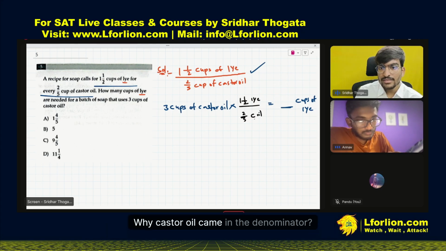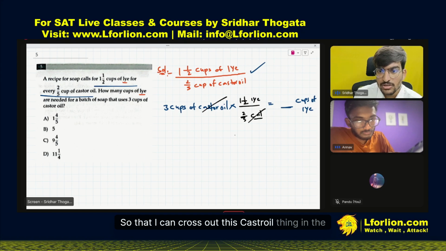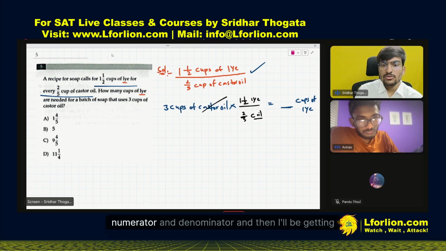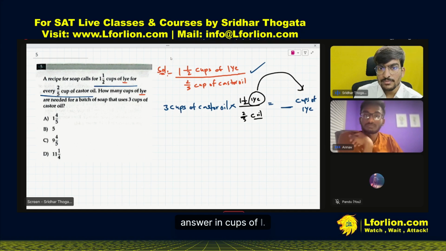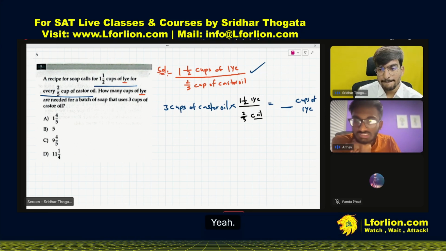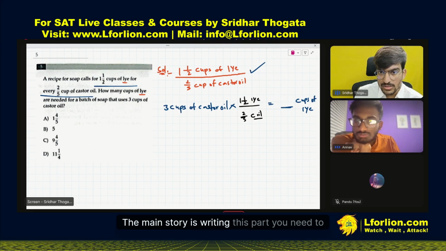Okay, why did castor oil come in the denominator? So that I can cross out the castor oil in the numerator and denominator, and then I'll be getting the answer in cups of I. Is that clear? Yeah. The main story is writing this part.